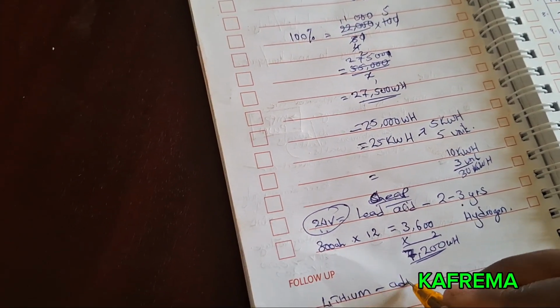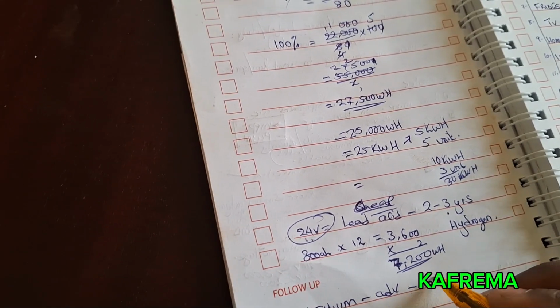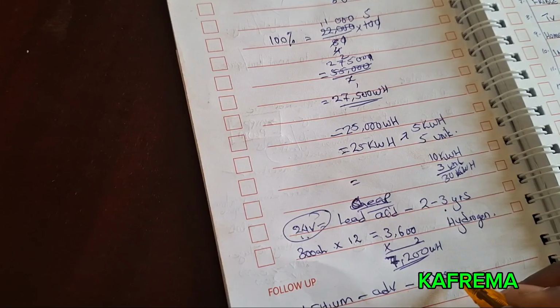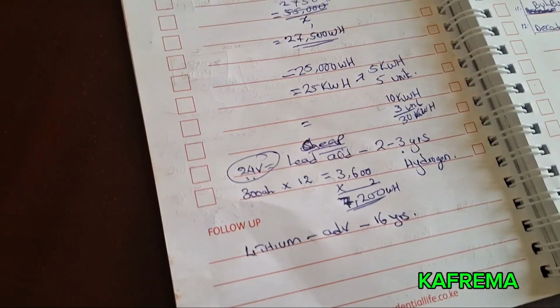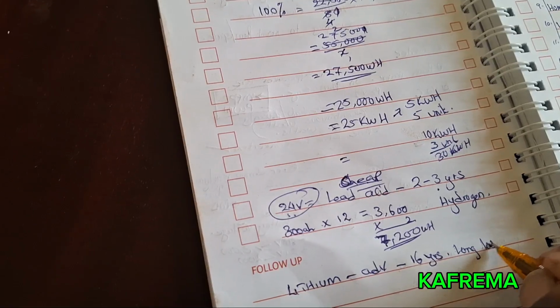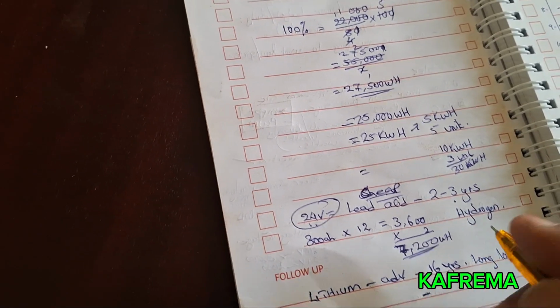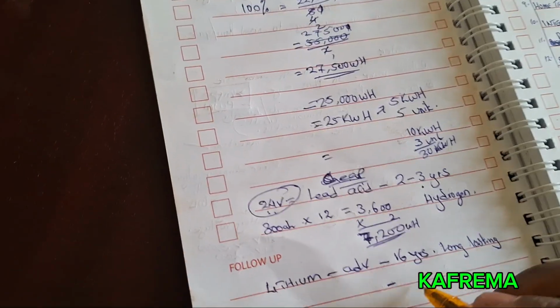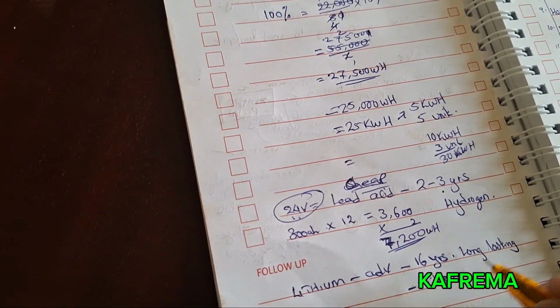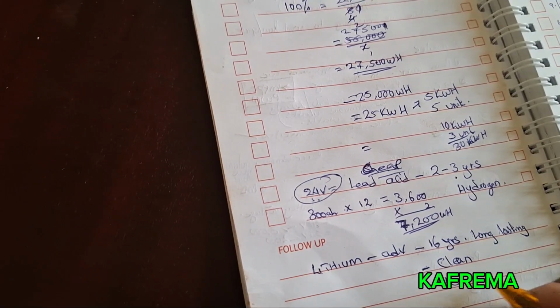Lithium's advantage is that it takes about 16 years to degrade before you need to change it, so it is long lasting. Also, it is very clean, and it requires very little maintenance.